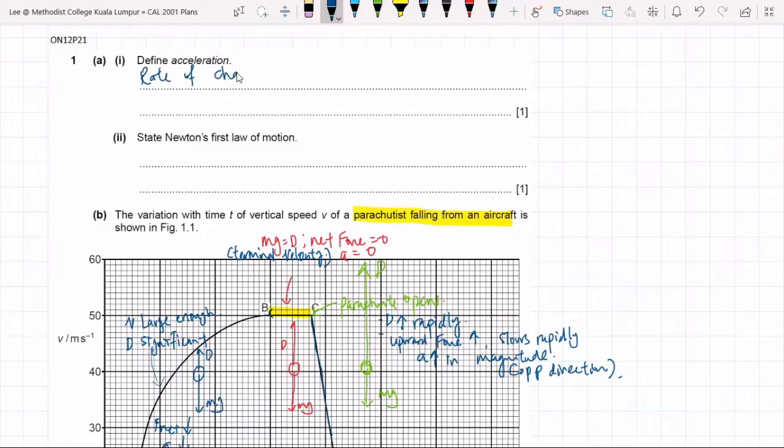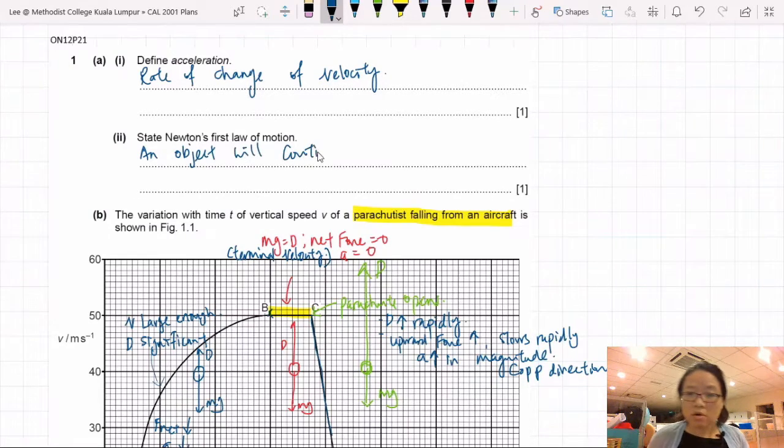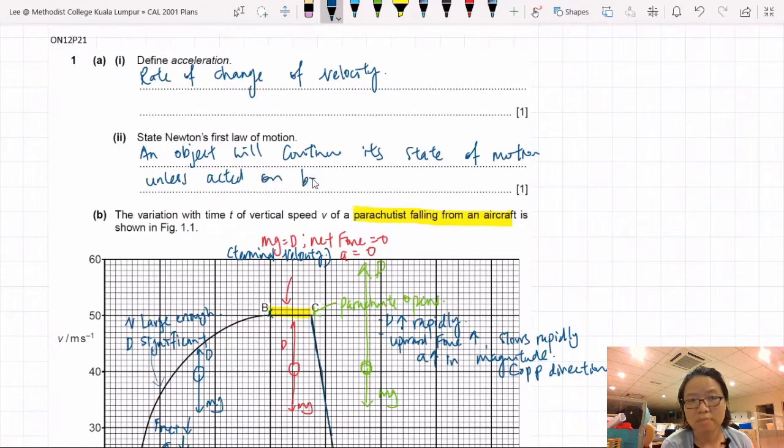So we're going to define some things, just to fill in the question. We define acceleration as the rate of change of velocity, and Newton's first law says an object will not change its state of motion unless acted on by an external force, aka the law of stubbornness.